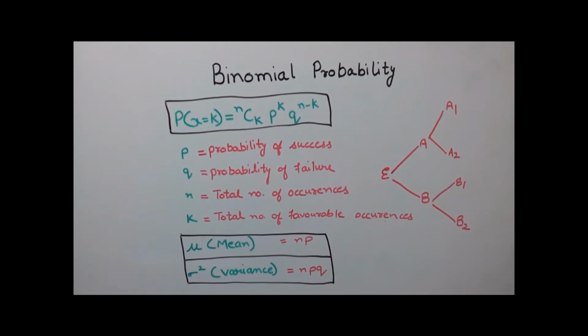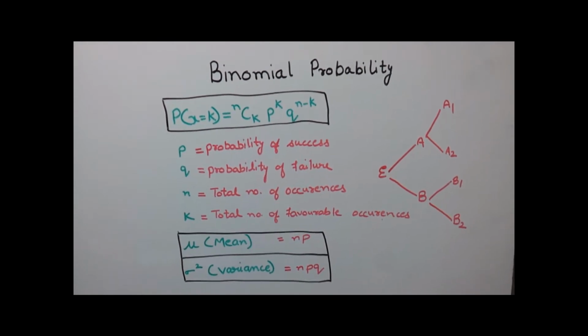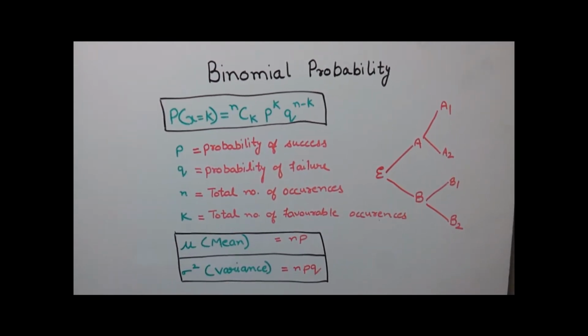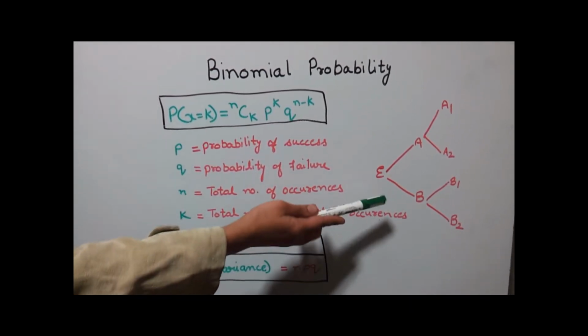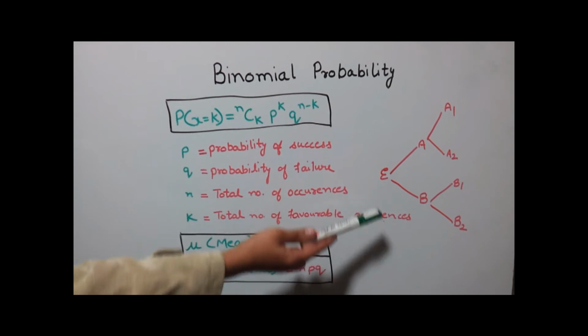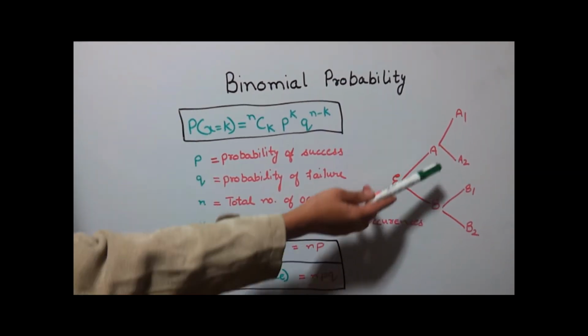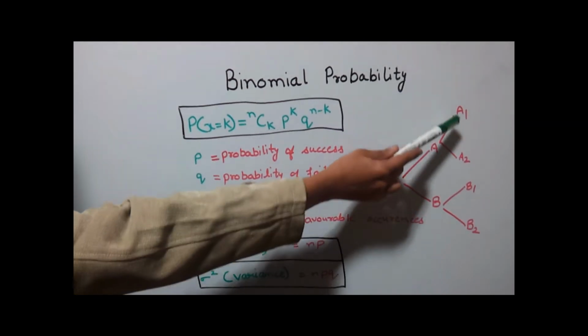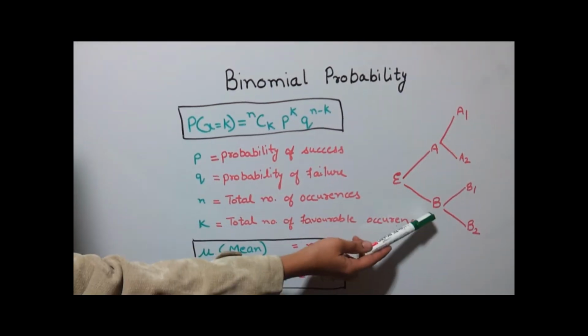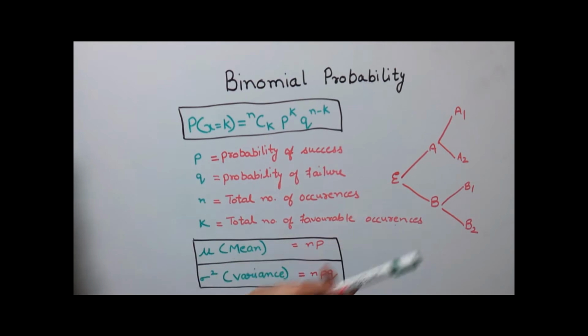Today we would be discussing binomial probability. A binomial probability is that probability where an event has only two outcomes. For example, if we have an event E, then it will have only two outcomes, either A or B. Similarly, A will have two outcomes, either A1 or A2, and B will have two outcomes, B1 or B2.